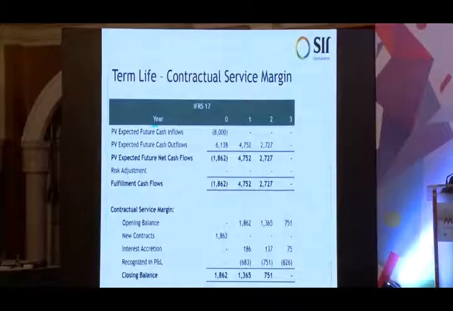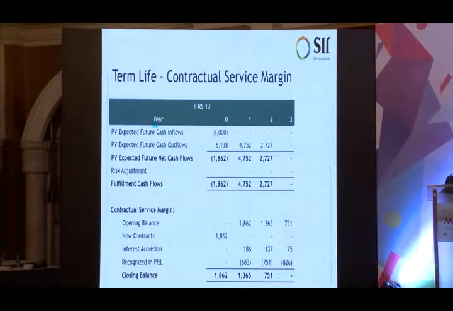Now, a term life plan has to be measured under the general model. What I have here is a calculation of the contractual service margin at the initial recognition, that is at time 0. And besides that, I have the calculation in the subsequent years for the next 3 years of the policy.